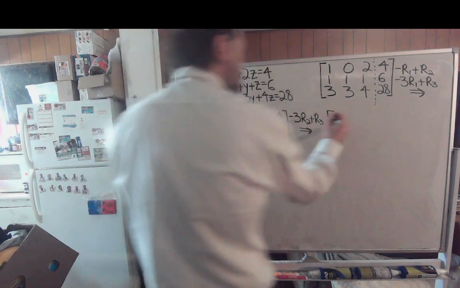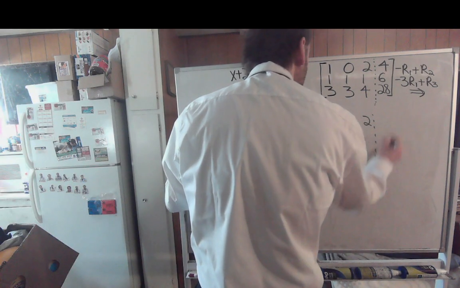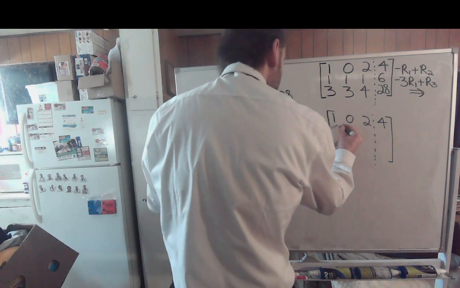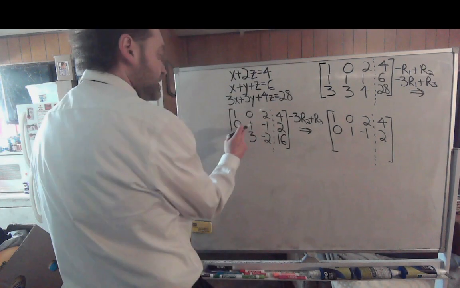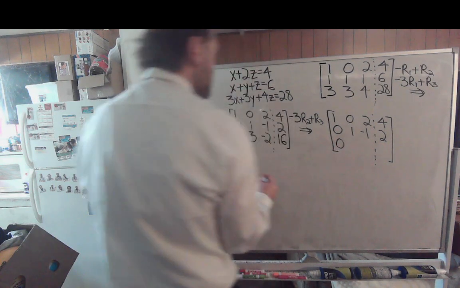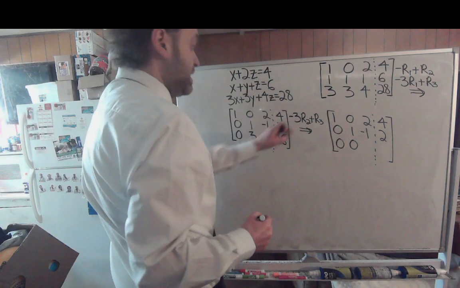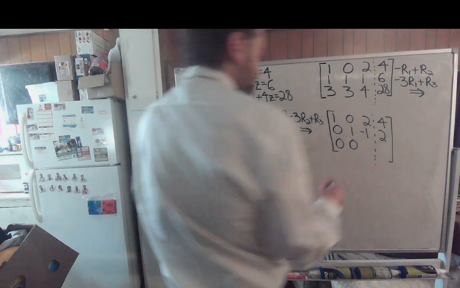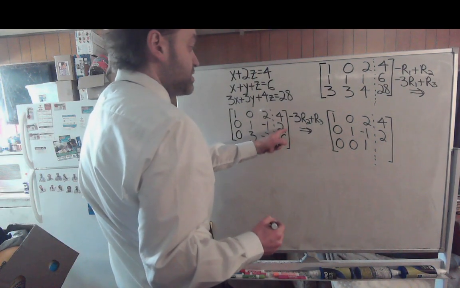Alright, so row 1 stays the same, for now at least. Row 2 will actually stay the same for the time being. 0 plus 0 is still 0. Negative 3 plus 3 is 0. Negative 3 times negative 1 is positive 3. Plus negative 2 would turn into positive 1. Negative 3 times 2 is negative 6, plus 16 is 10.